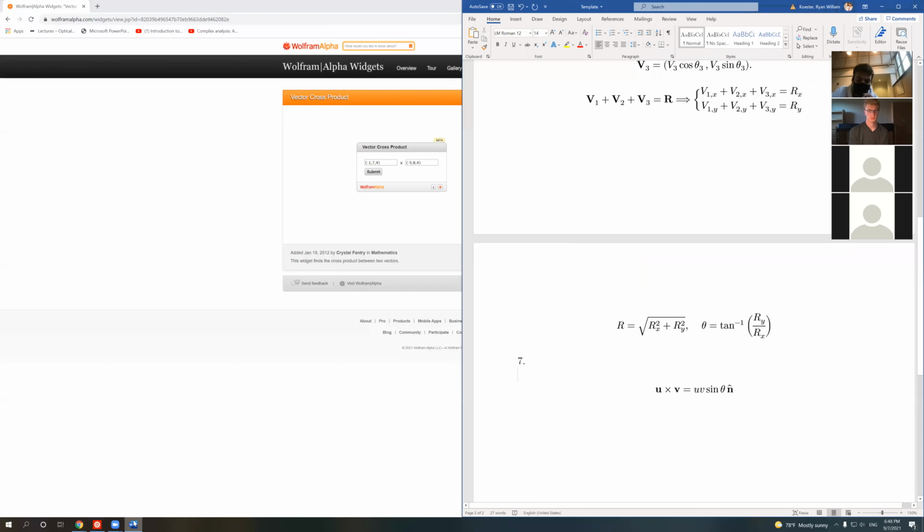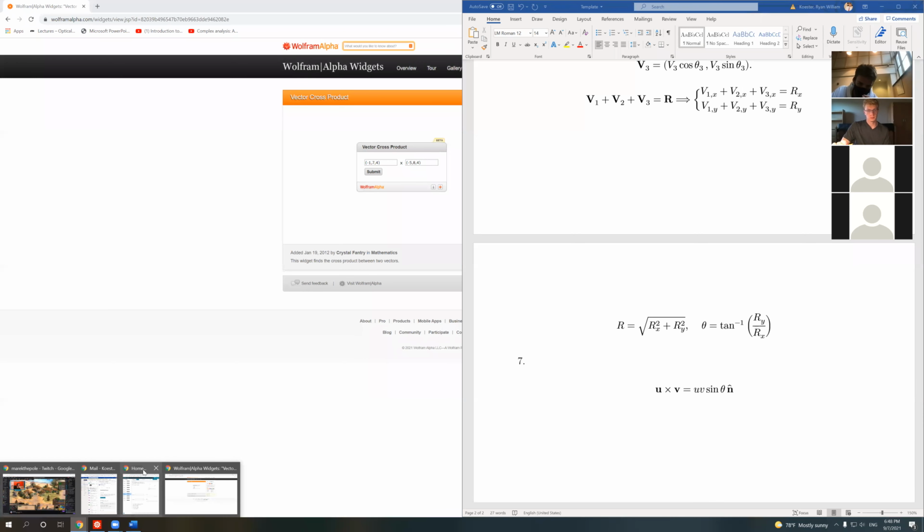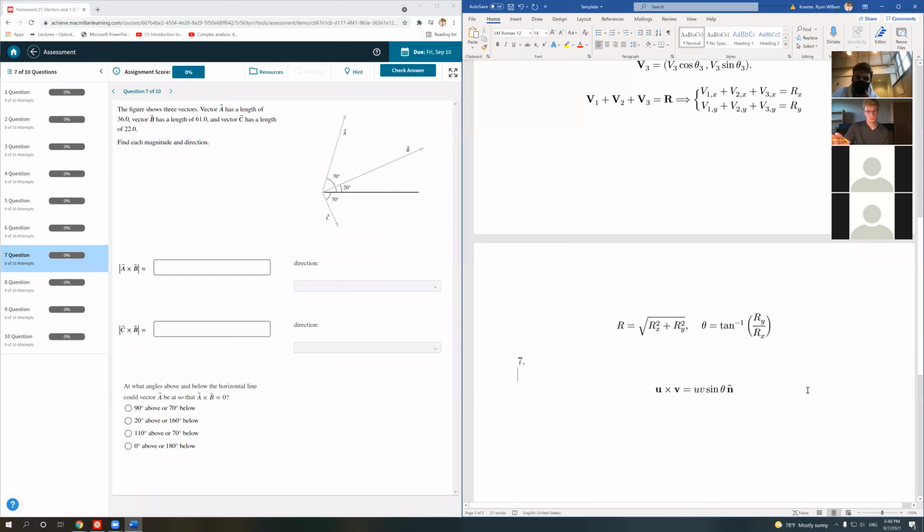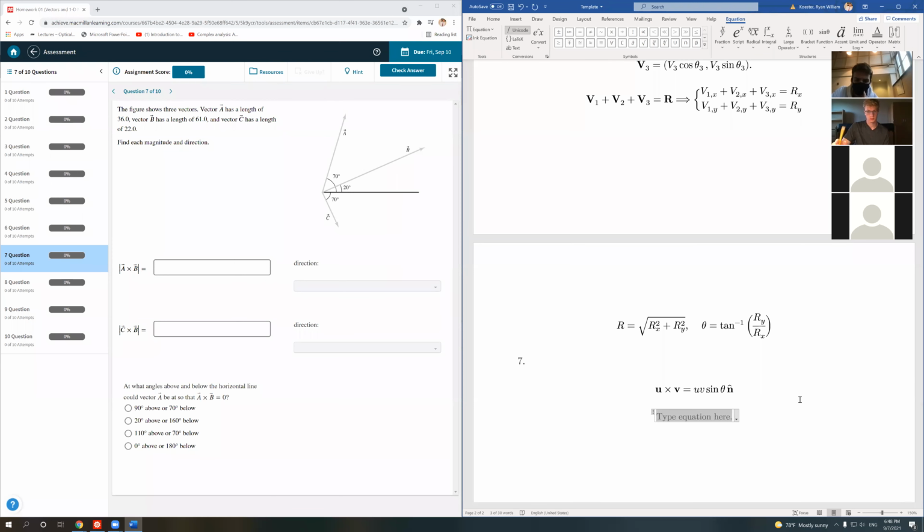But all we need to do for this one is realize that the magnitude of A cross B is just AB sine theta.